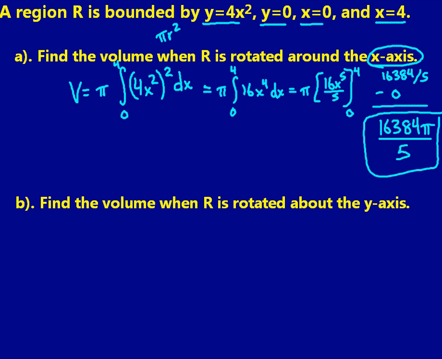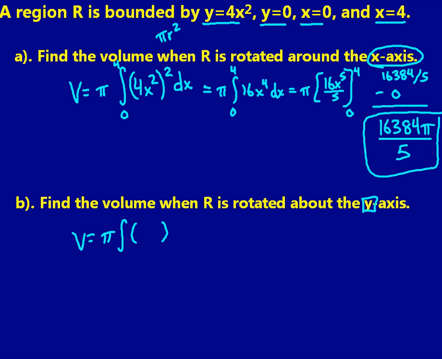For part B, find it when it's rotated around the y-axis this time. So I'm going to take my volume. Now, it's still going to be pi times something squared as an integral because we're still rotating here. However, because it's around the y-axis, we need something in terms of y.